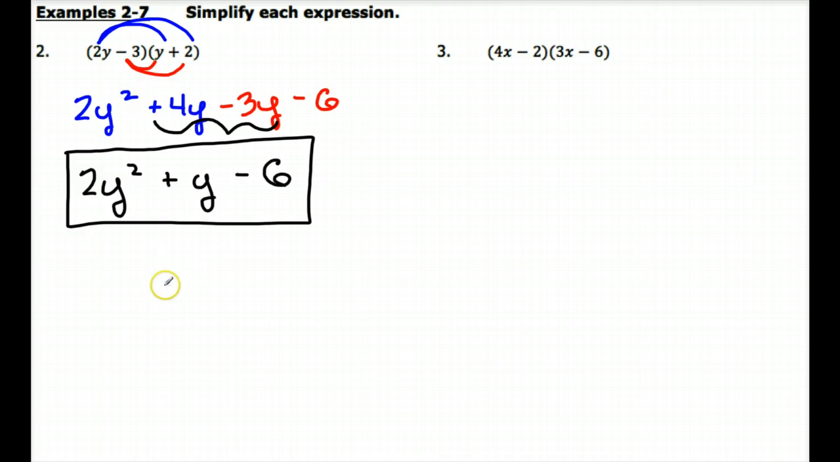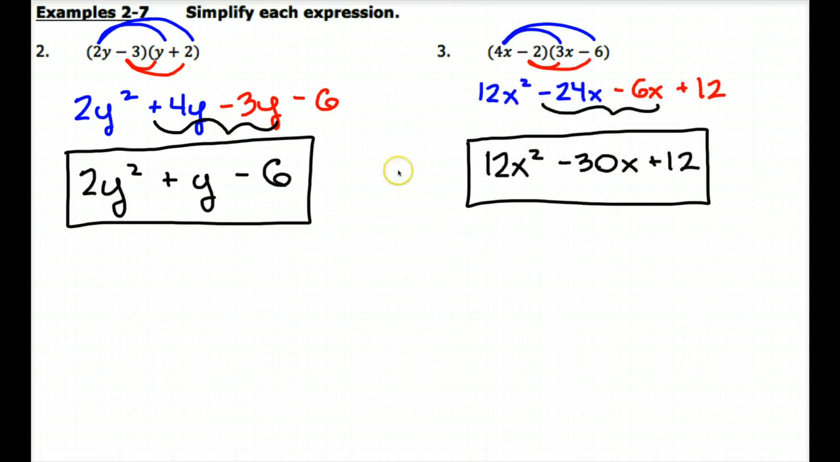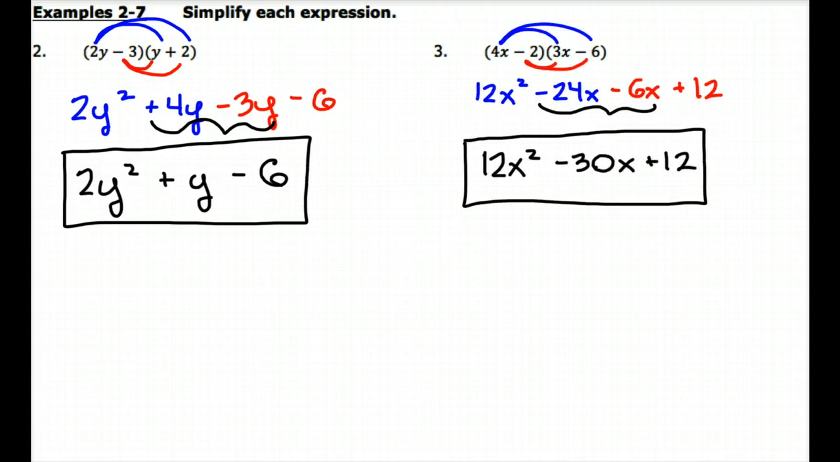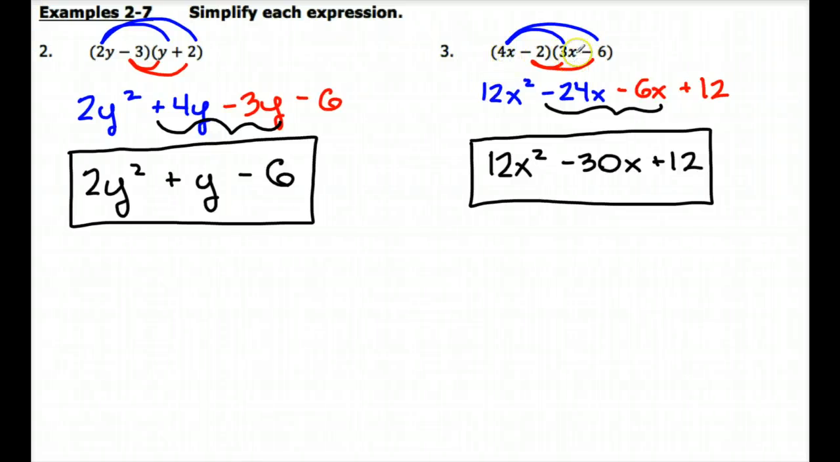At this time, I want you to pause the video and try number 3 on your own. Once you're done with that, click play to check your answer. Okay, so for this one, you should have distributed 4x to both 3x and minus 6.